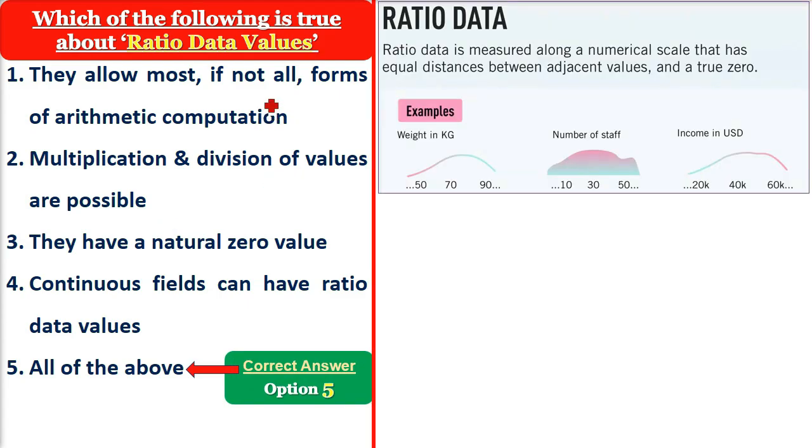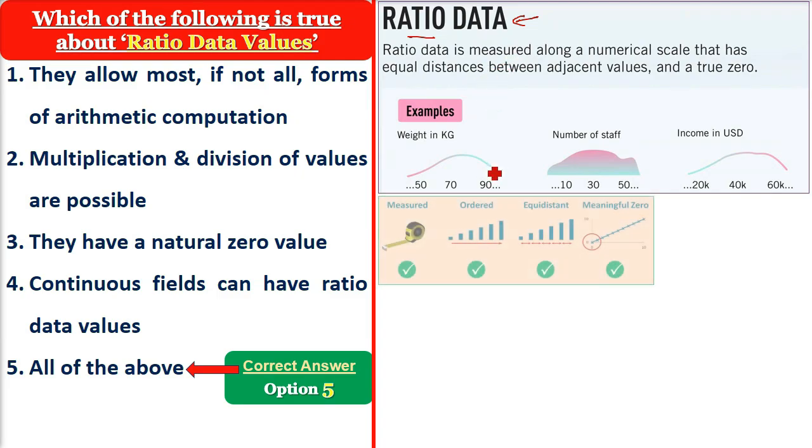So in scales of measurement, there are actually 4 different types of data. One of them is ratio data. Ratio data is measured along a numerical scale. The distances have to be equal and adjacent, and it has to have a true zero. Now let me tell you, these are the 4 properties of ratio data.